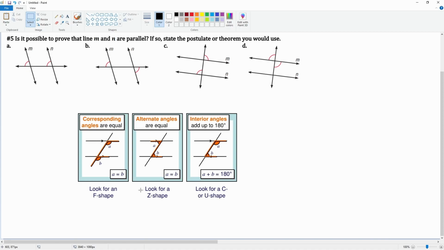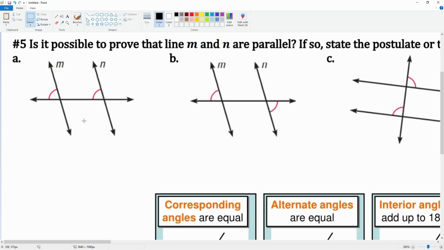The F-shaped one, the Z-shaped one, or the U or C-shaped one. Okay? And these are its names. Make sure you write converse next to it. All right? So the first one, that looks like the letter F to us. So that is going to be our corresponding converse.